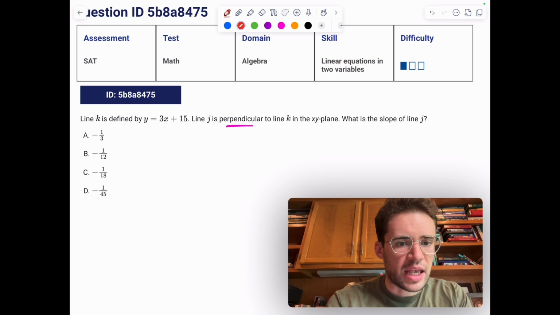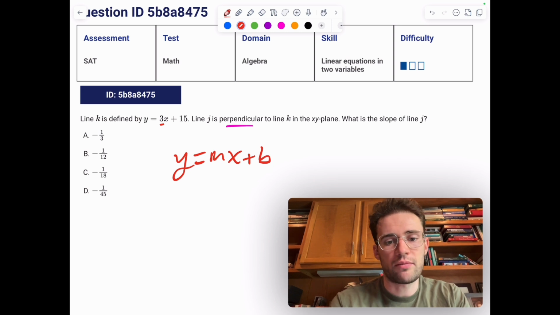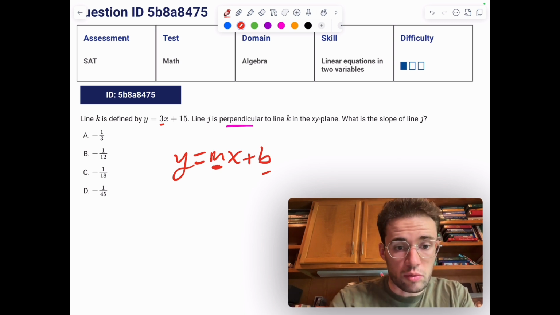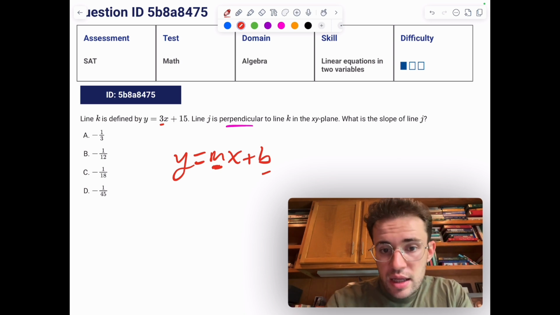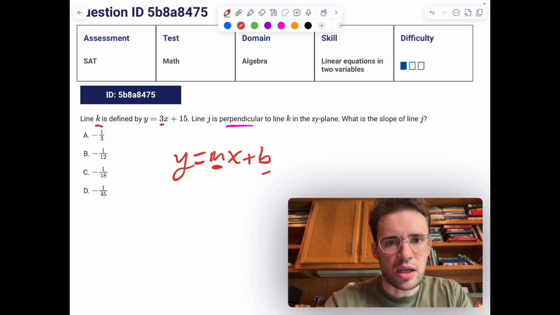Well, first, the slope of a line is, if you write it in y equals mx plus b form, like this, which is slope-intercept form. They call it that because the m is the slope, and the b is the intercept, the y-intercept. So in this case, our slope will be 3 for J, or no, for K. Sorry, K is this one. J is perpendicular to it.